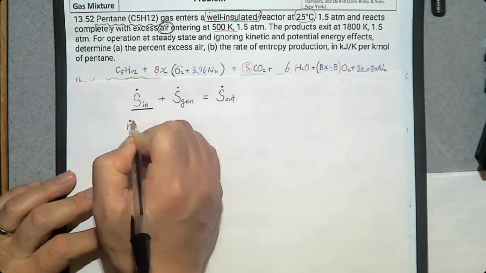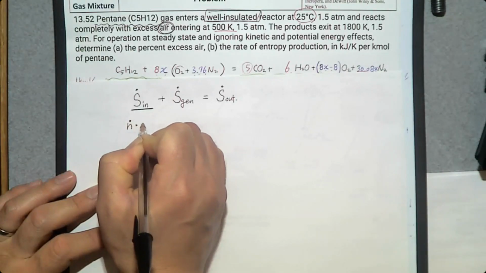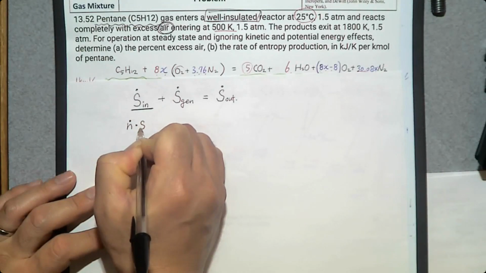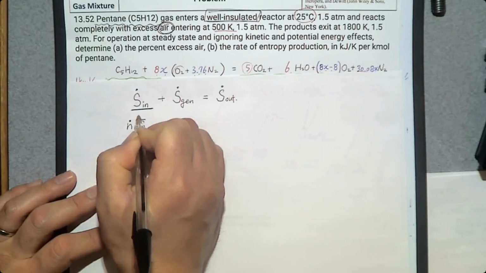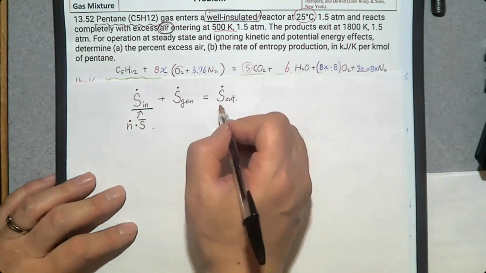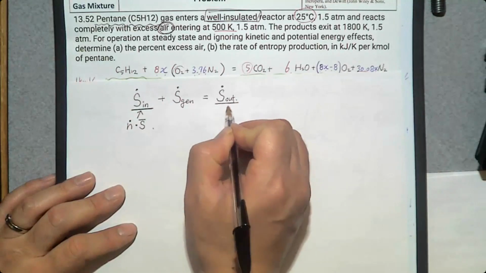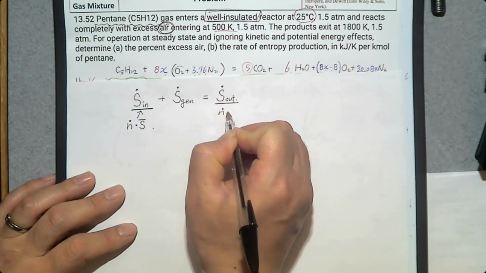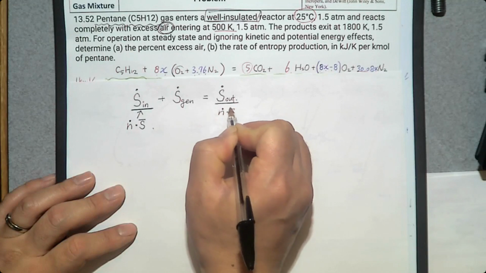Then how can you determine entropy transfer at the inlet? N dot times specific entropy, S bar. That's how you determine entropy transfer that goes into a control volume. What about entropy transfer out? The same thing, N dot times specific entropy.